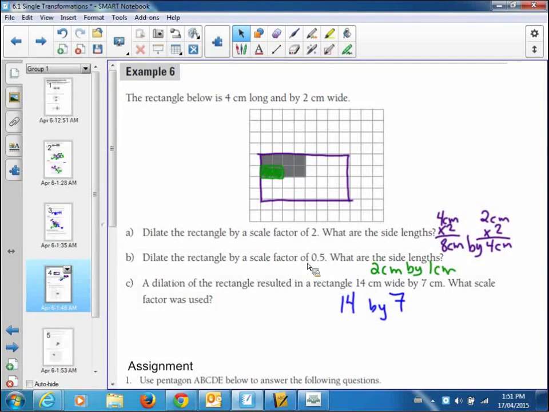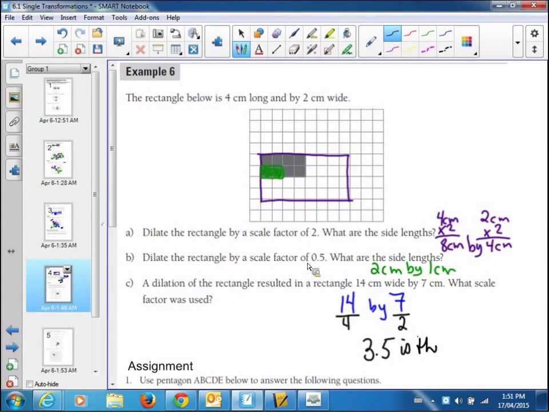Anyways, so like you were saying, if you say 14 divided by the 4 centimeter side, 7 divided by the 2 centimeter side, you should get the same number twice. 14 divided by 4, 7 divided by 2, it's 3.5. You could use your calculator to do that. So the scale factor used, 3.5, is the scale factor. So you can have decimals, you can have whole numbers for these scale factors.